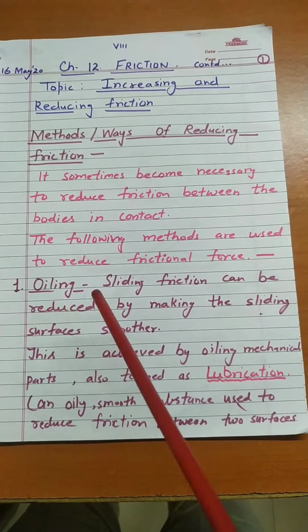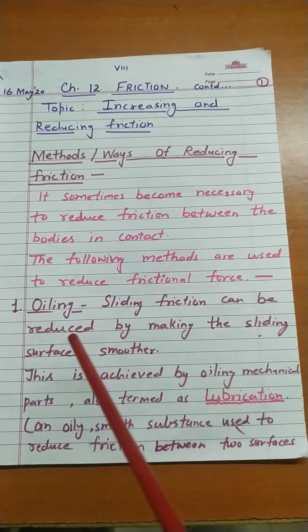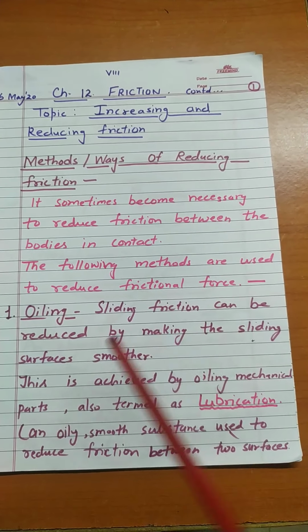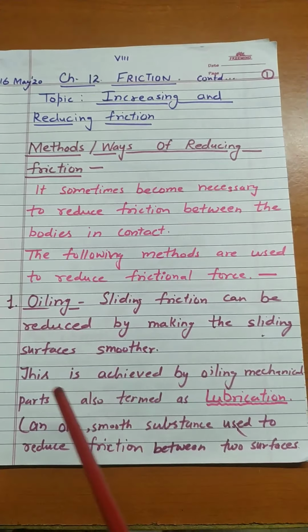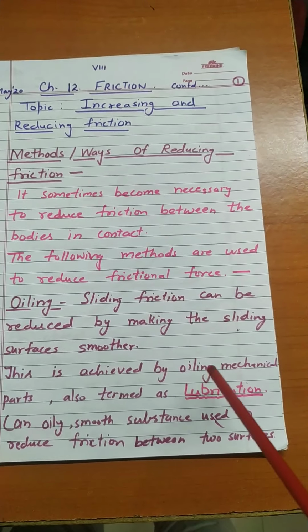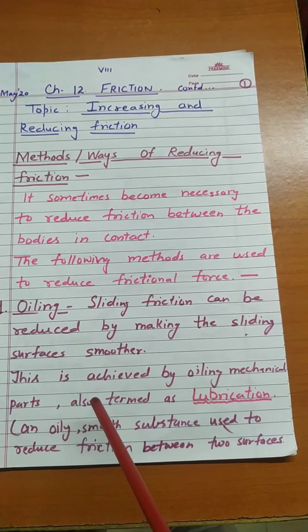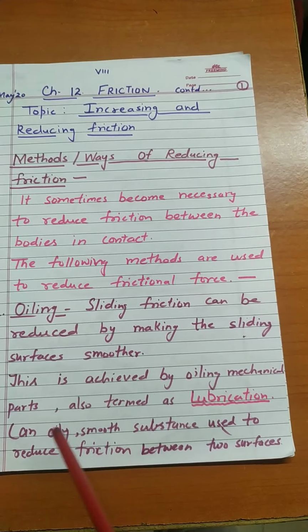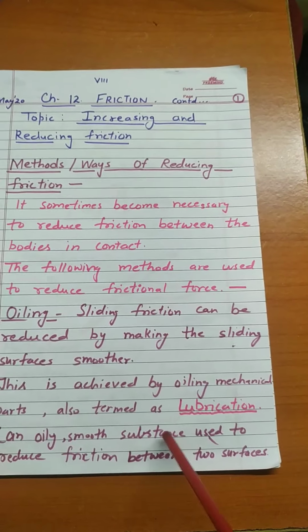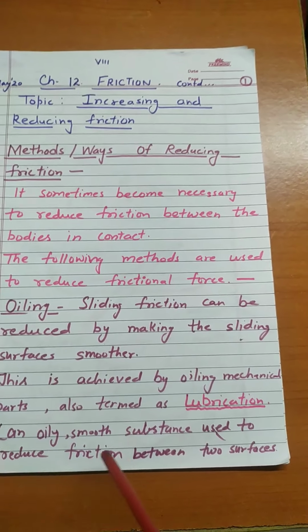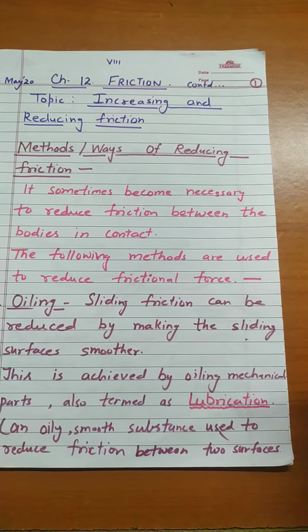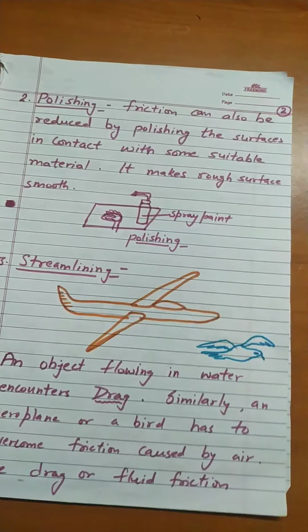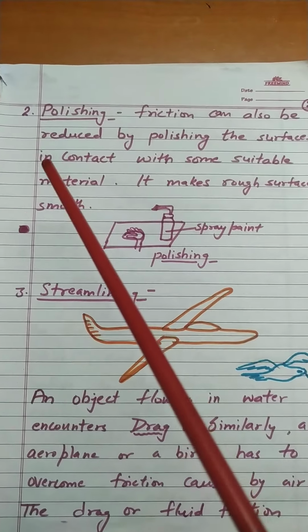Number 1, oiling. Sliding friction can be reduced by making the sliding surfaces smoother. This is achieved by oiling mechanical parts, also termed as lubrication. And what are lubricants? An oily smooth substance used to reduce friction between two surfaces. They are called lubricants.